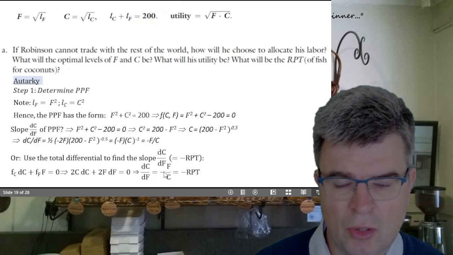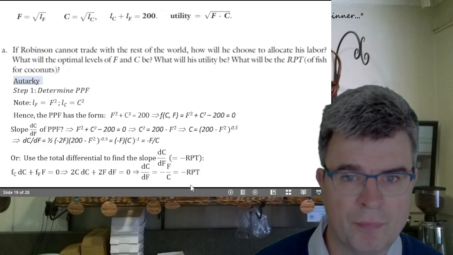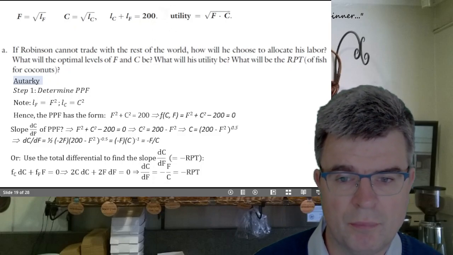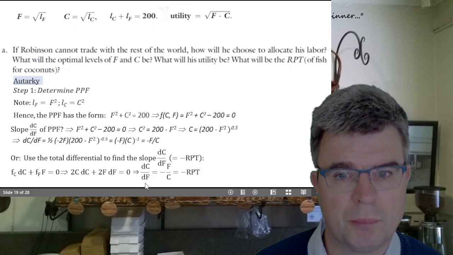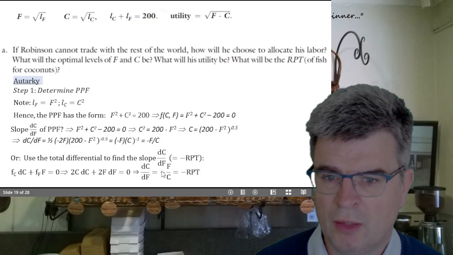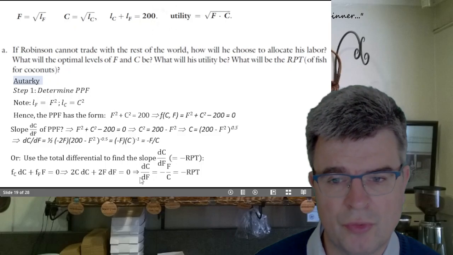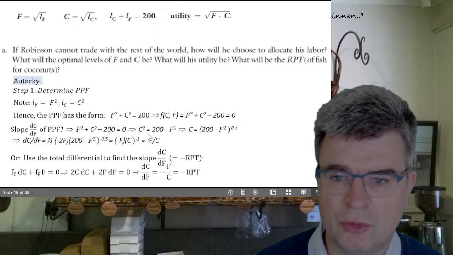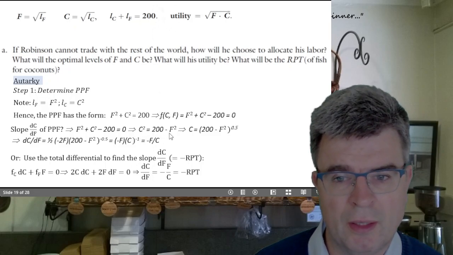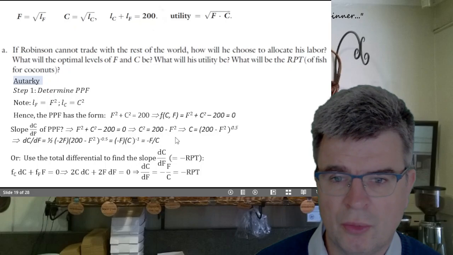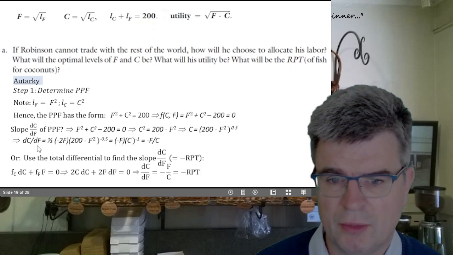So this is the rate of product transformation, which is the negative of the slope of the production possibilities frontier. There are two ways to do it. One, use the total differential to find the slope. The other way is to rewrite the production of one good as a function of the production of the other good and take the derivative in order to arrive at this slope.